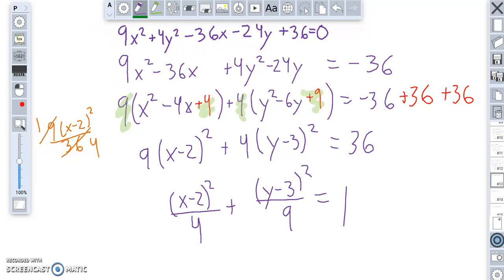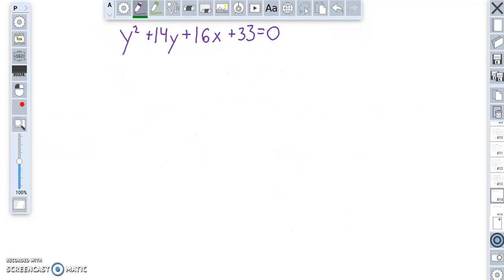It's an ellipse. It's taller than it is wide, because in the y direction it goes up and down 3, and in the x direction it goes left and right 2. It's got a major axis of 6 and a minor axis of 4. We'll do one more. Two more, maybe.